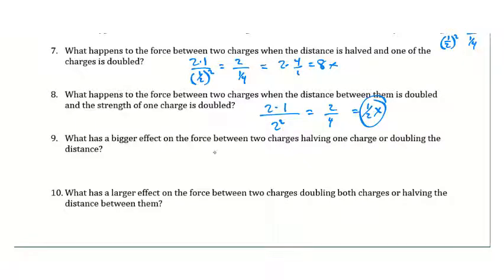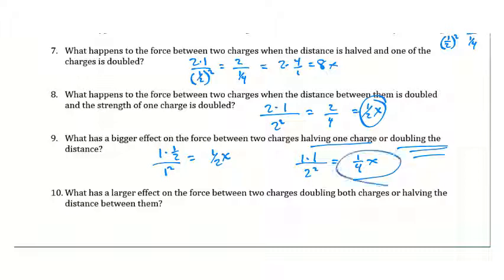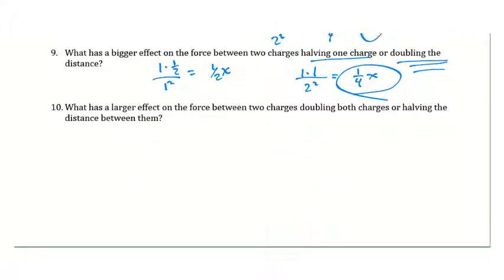What has a bigger effect on the force between two charges, halving one charge or doubling the distance? So in scenario 1, we're going to halve one charge, leave distance alone. The net effect is half the original amount. The other scenario, we leave both charges the same, and we double the distance. 1/4 of the original amount. So which had a bigger effect? Well, this one cut it in half, this one reduced it by 4. So I would say that doubling the distance has the greater effect because it is 1/4 of the original amount.